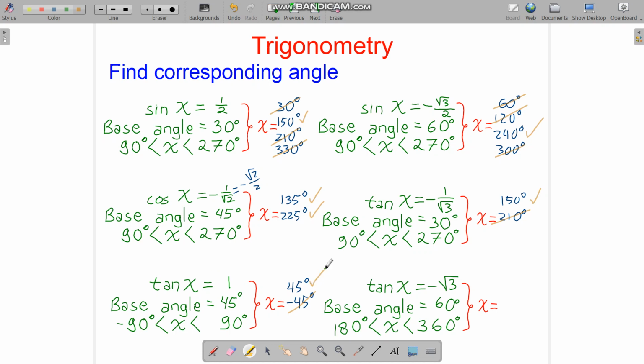And now 60 degrees. 60 degrees in the third and the fourth quadrant. In the third quadrant, that's 240, and the fourth quadrant is 300 degrees. And we need to get something negative. That means we cannot use this because this is in the third quadrant. Tangent is positive.